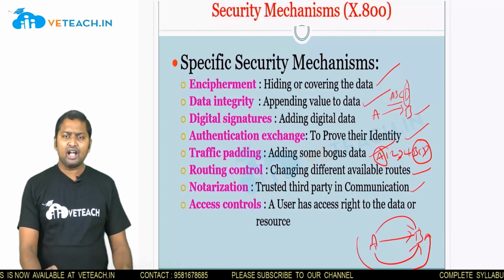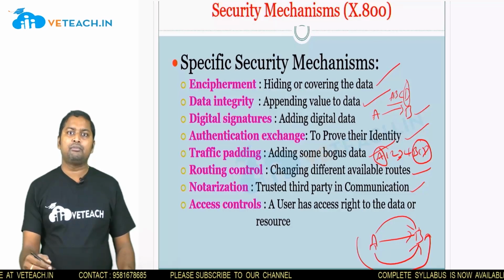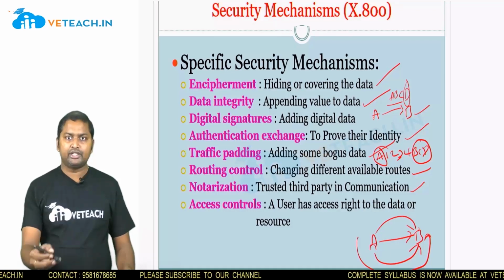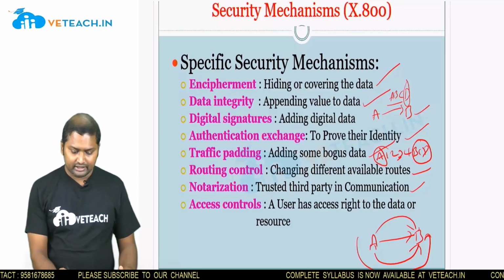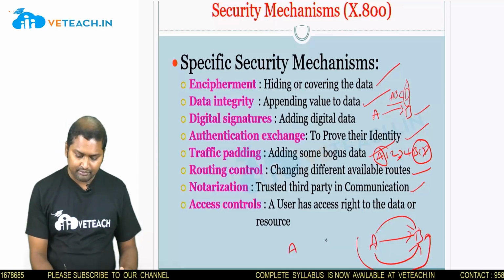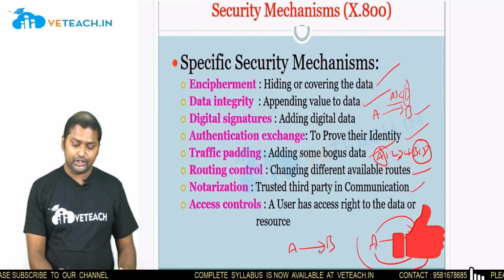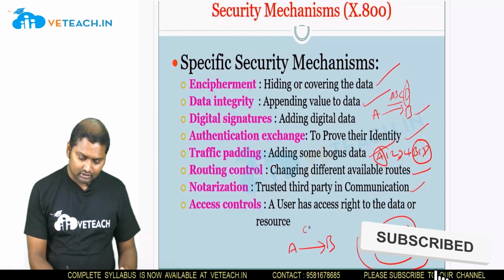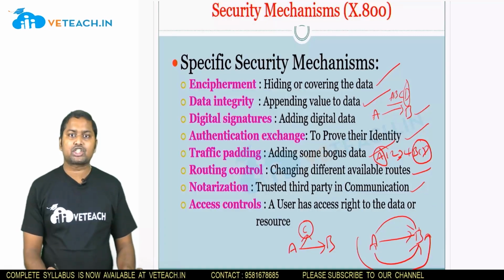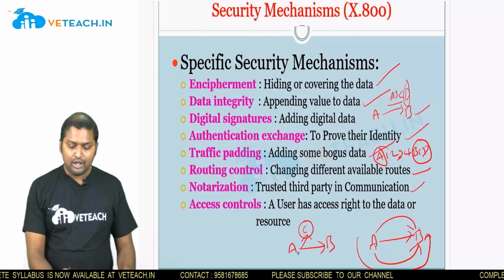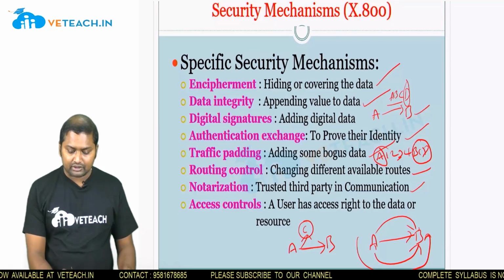That means when I am sending some information to B, I am taking help from a third party. I am just informing the third party that I am the person sending the information to B. Suppose A is the original sender and B is the receiver. Now I want to send the information from A to B. So before sending the data, I am informing some third party, that is called notarization. A trusted third party, that means a third person. Before sending the data, I am intimating the third party, and only then am I transmitting the data.